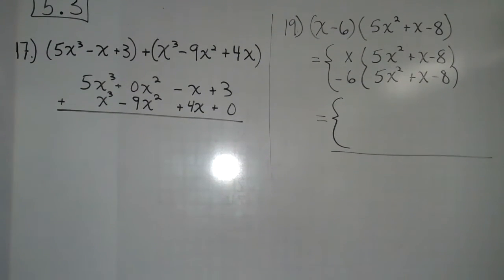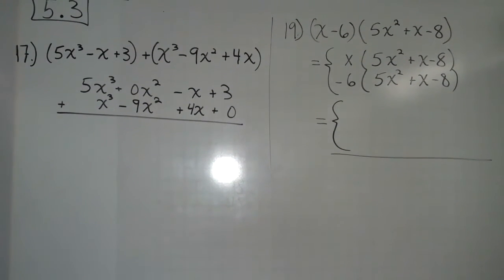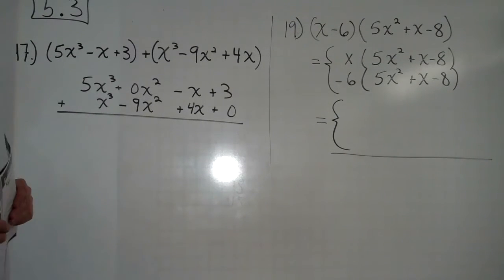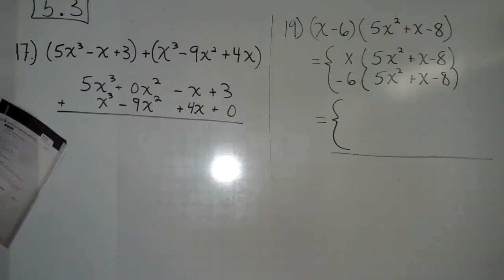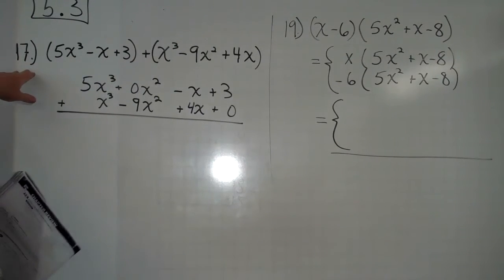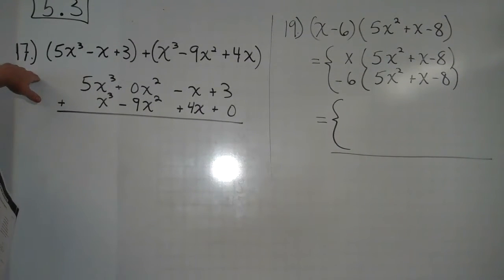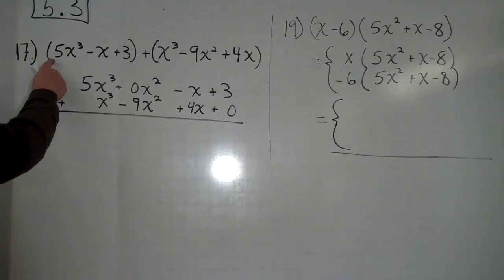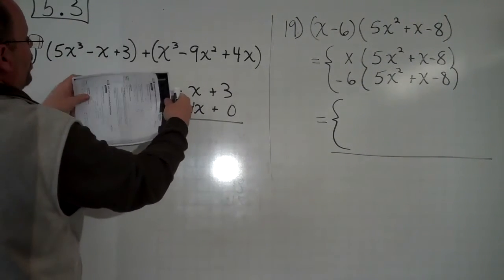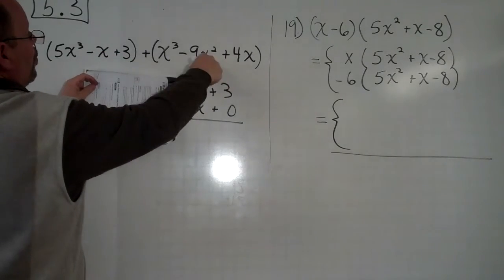Algebra 2 students, Chapter 5.3, adding, subtracting, and multiplying polynomials. These problems come off of your review for the 5.3 section. Number 17 is an addition of polynomials. This is what your review shows.